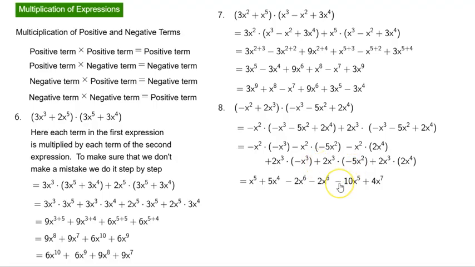Plus times minus is minus. 5 times 2 is 10. X to the power of 3 plus 2 is 5. Plus 2 times 2 is 4. X to the power of 3 plus 4 is 7.